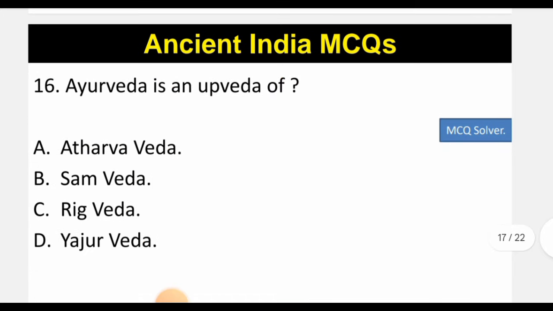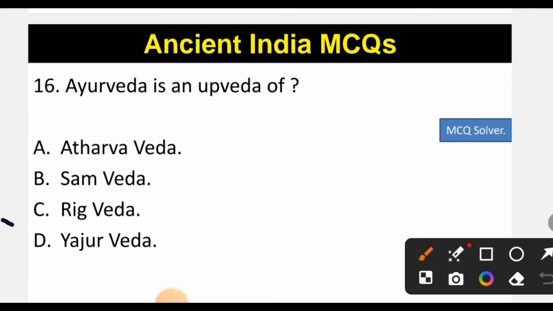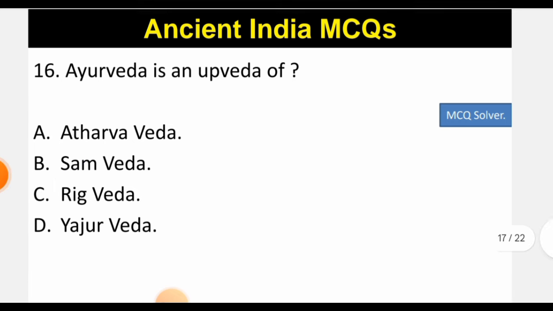Now let's move to question number 16. Ayurveda is an Upaveda of. The correct option is option C, that is Rig Veda. So Ayurveda is an Upaveda of Rig Veda. C is the correct option.